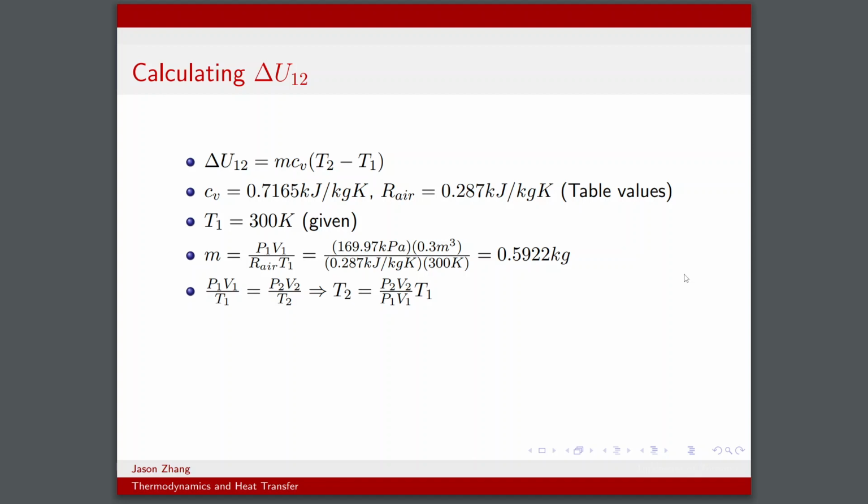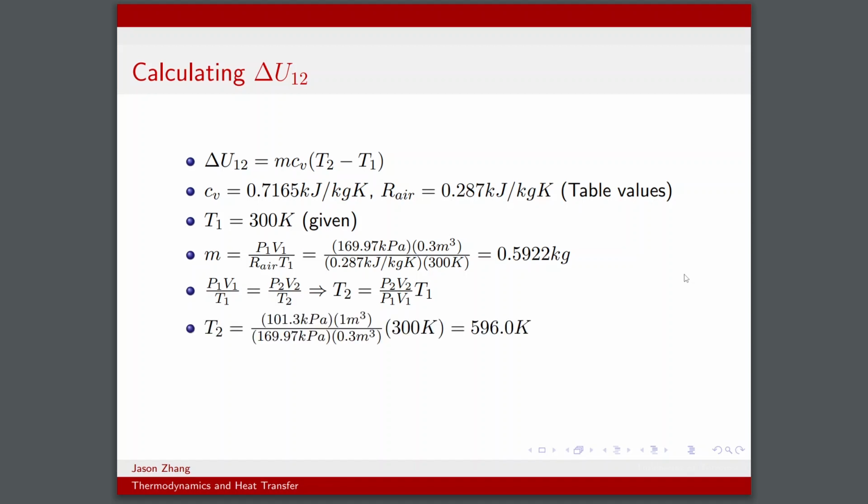Then we can use the relation PV over T is equal to a constant. So we can relate the final quantities to the initial quantities. So we find that we can derive an expression for the final temperature in terms of quantities we already know. We already know P2, V2, P1, V1, and T1. And we find that the final temperature would be 596 Kelvin.